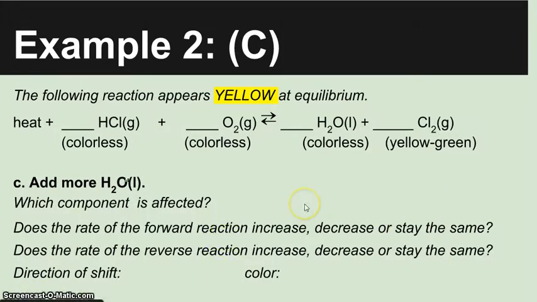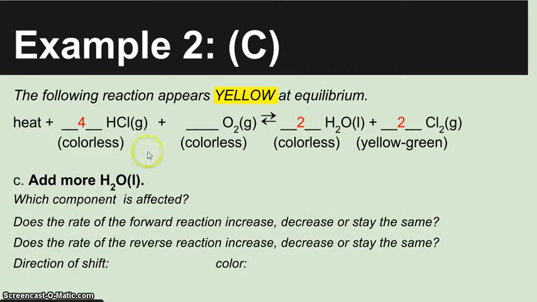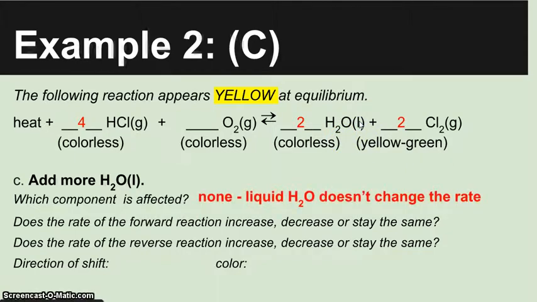Okay, now we're going to move on to example C, which is adding more H2O liquid. So which component is affected? Again, let's go to the balancing, right? Which component is affected? Well, H2O is a liquid. So when we say which one is affected, we're talking about which one will affect the rate. All of these are gases. None of these are aqueous. So adding more water doesn't affect anything. We just have more of it there.